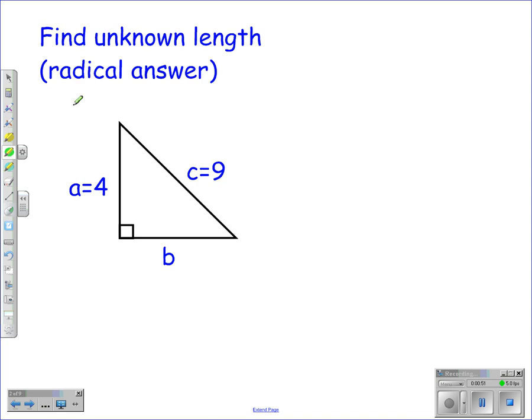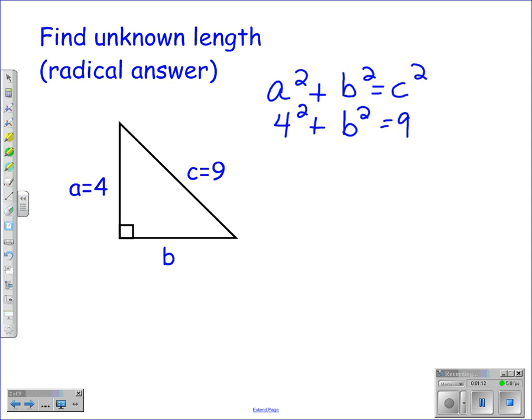Let's find the unknown length for our triangle, and our answer is going to be as a radical, please. We're going to start out with our equation. A squared plus b squared is equal to c squared. And in for a, we have 4, so that's 4 squared. B, we do not know what it is. And c is 9 squared. Do your order of operations. That gives us 16 plus b squared is equal to 81.